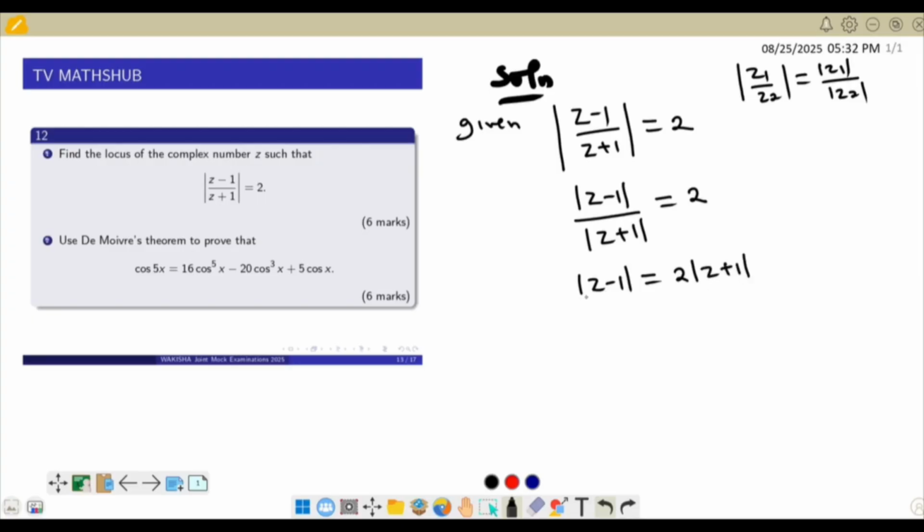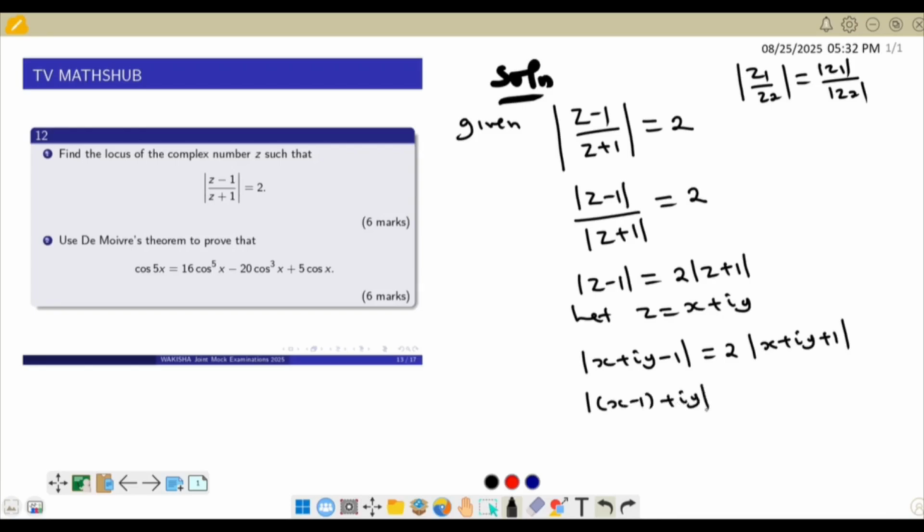So we shall let our z be in the form x plus iy, since z is a complex number. It means we shall have the magnitude of x plus iy minus 1, which is equal to 2 times the magnitude of x plus iy plus 1. From here, we can have this as x minus 1 plus iy, which is equal to 2 times the magnitude of x plus 1, then plus iy. That is when we rearrange to have the imaginary part alone and the real part alone. So from here, we shall remove the magnitude sign.